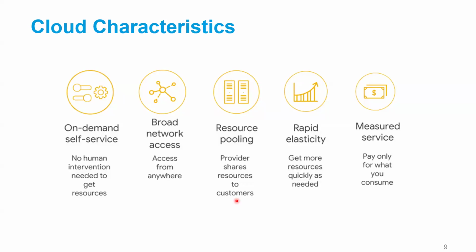All right. Rapid elasticity means that as soon as you need it, you request it and you get it. Elasticity is the key. And measured service means whatever you are using, you have to pay for that. Pay only for what you consume, the pay-per-use model. All right. So the cloud characteristics are on-demand service, broad network access, resource pooling, rapid elasticity, and measured service. Any question in this one?